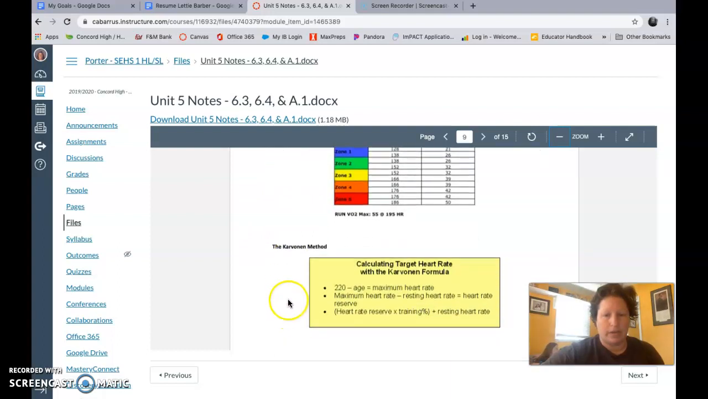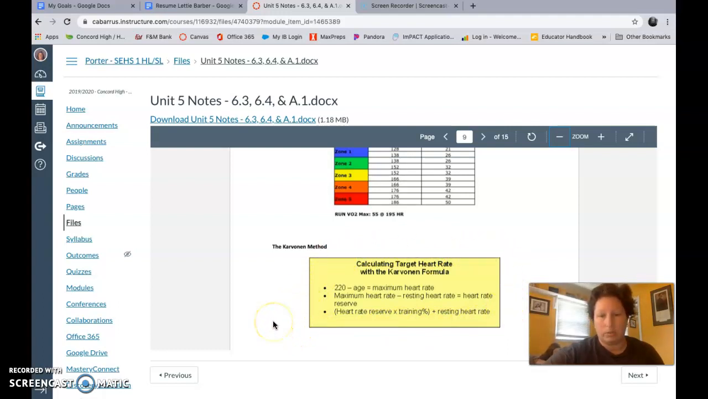All right, and then the last section of 6.4 is showing you how we train VO2 max. We also look at how we find our target heart rate. This equation has been on almost every IB test I've seen, either as a multiple choice or as looking at a chart and short answer. So make sure you know the Karvonen equation.